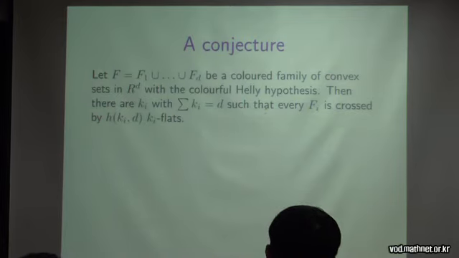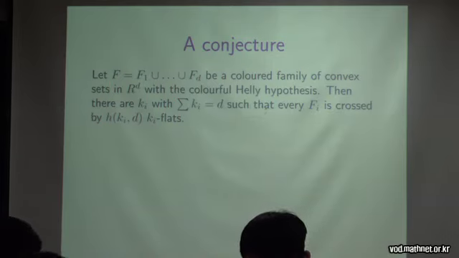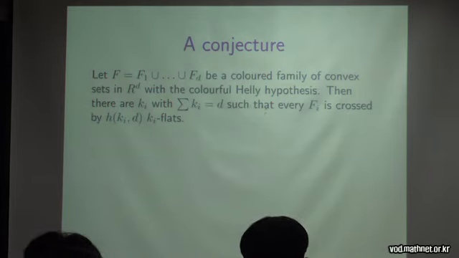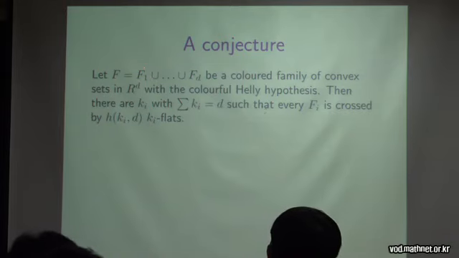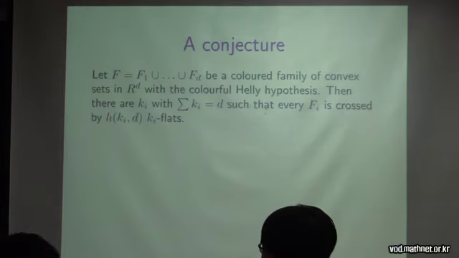And so we have a conjecture. Imagine, again, that we have D colors, and we have the colorful Helly hypothesis. Only D family system. Only D. So now I'm forgetting about the D plus 1 family. Then there should be numbers k_i that add up to D, one for each color, such that every F_i is crossed by a small number of k_i-flats, of flats of dimension k_i.